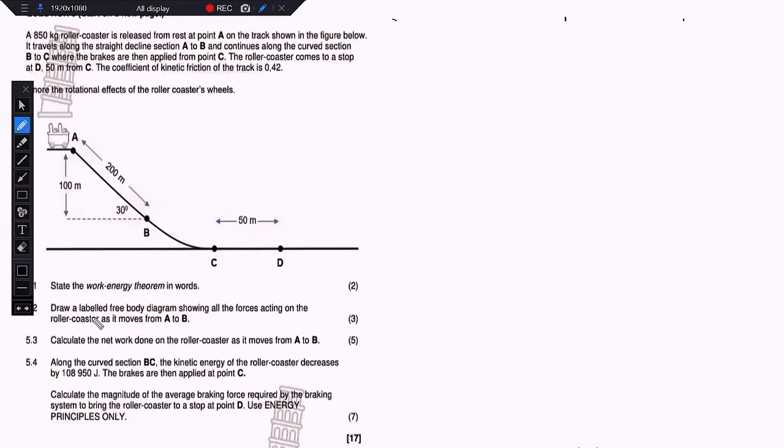Okay, 1.5.3 says calculate the net work done on the roller coaster as it moves from point A to B. So for that, calculate the net work done. So net work done is a sum of all the energies that are doing work on, or the sum of all the forces that are doing work on the object. So W net. If we are to refer back to our drawing here, let's refer back to our free body diagram. So this is what we have.